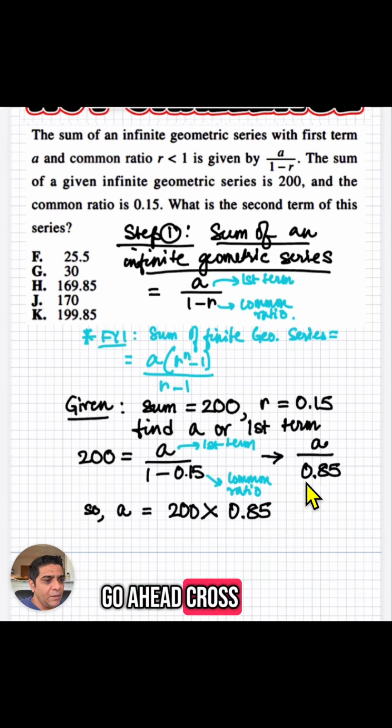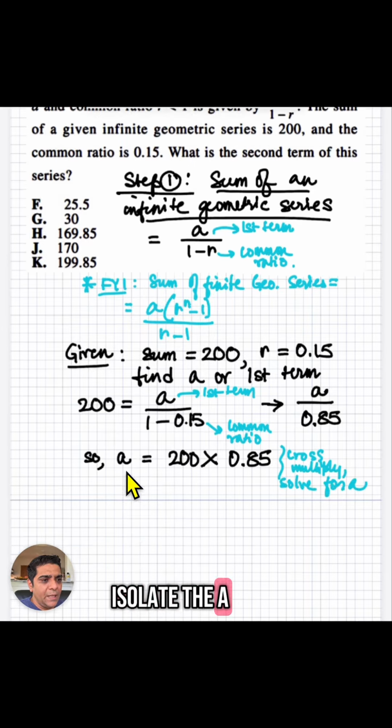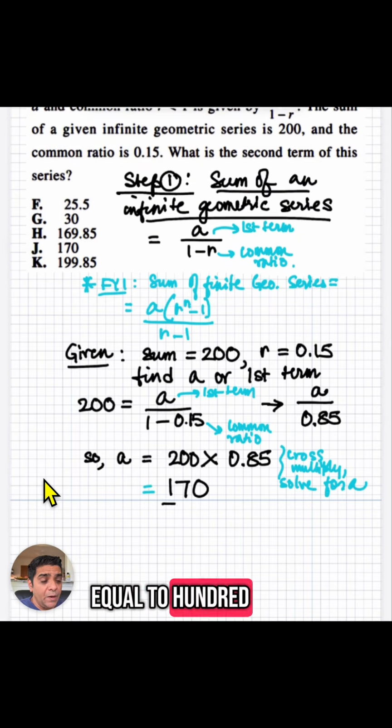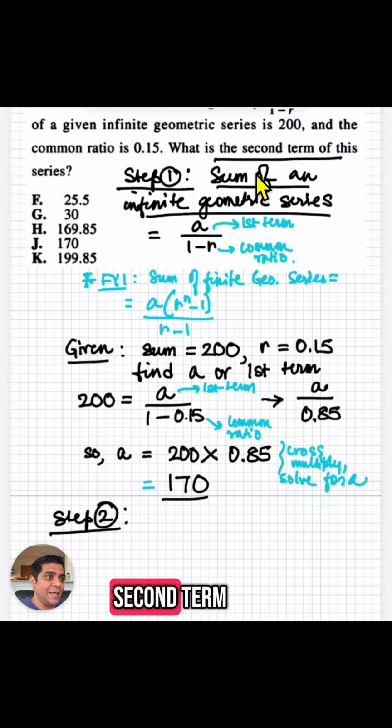So I'm going to go ahead and cross multiply and multiply that with the 200. Okay? And that will isolate a, the first term, and solve for that. So we get 200 times 0.85, and that is equal to 170. Okay? So now we have to get to the second term.